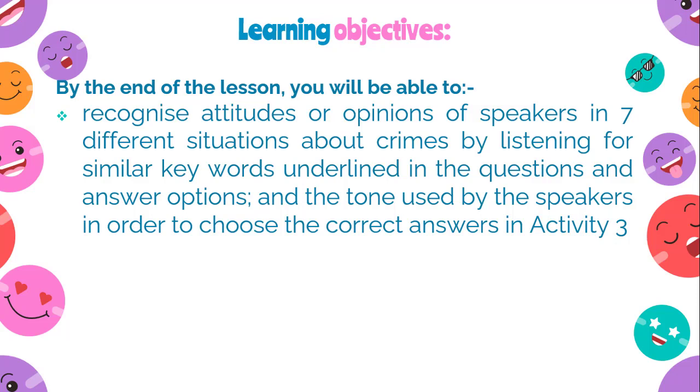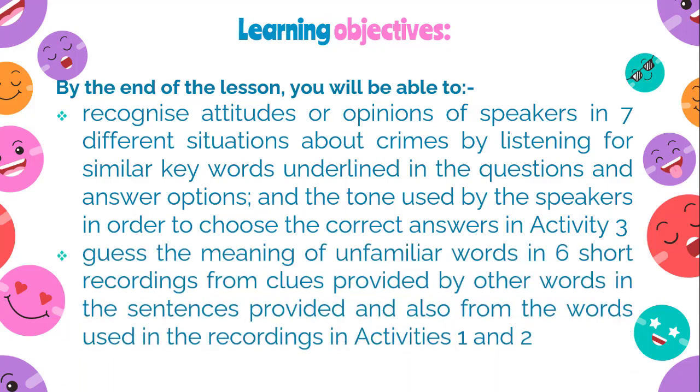recognize attitudes or opinions of speakers in 7 different situations about crimes by listening for similar keywords underlined in the questions and answer options, and the tone used by the speakers in order to choose the correct answers in Activity 3. And also, you will be able to guess the meaning of unfamiliar words in 6 short recordings from clues provided by other words in the sentences provided, and also from the words used in the recordings in Activities 1 and 2.